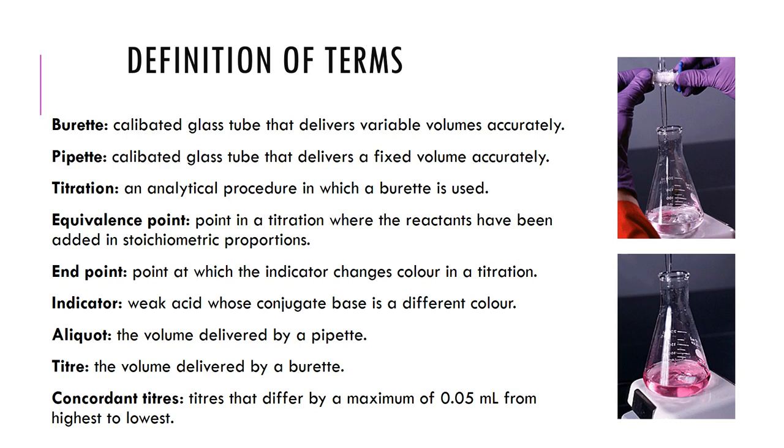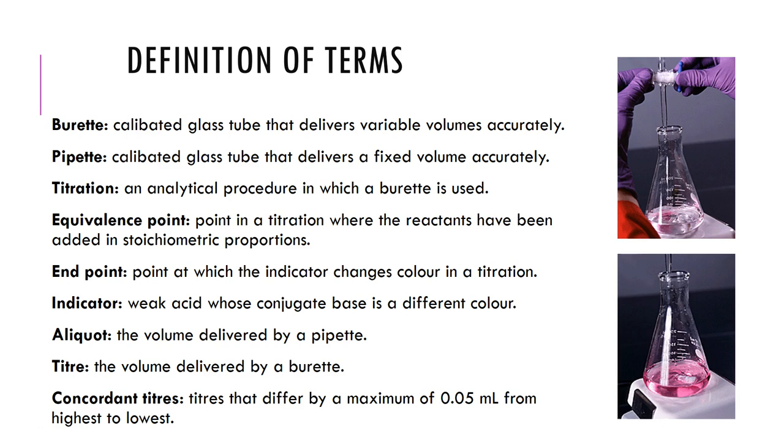So there are essentially a lot of terms that we need to know for volumetric analysis, and it takes a little while to get used to them. The burette is the long glass tube, and it delivers a variable volume, and it does so very accurately. We can estimate it to 2 decimal places, and it has a really small uncertainty, so it allows us to deliver accurate volumes.